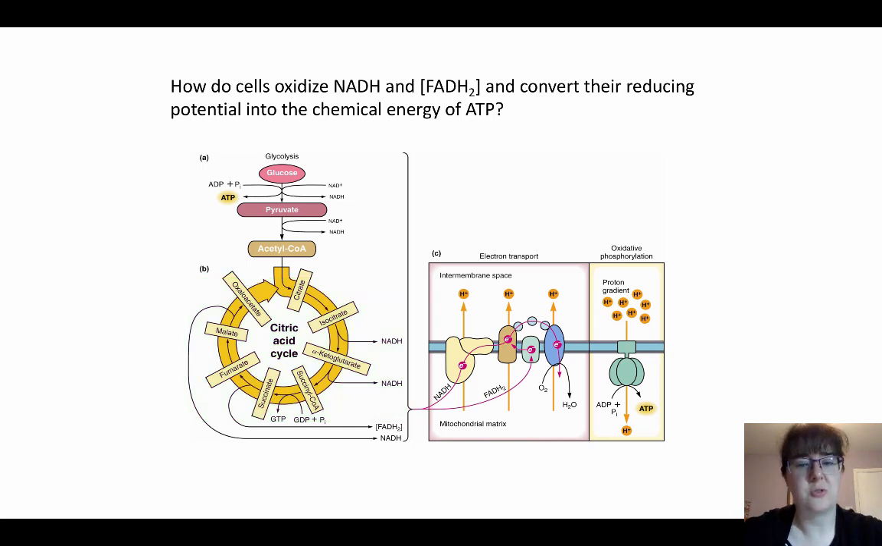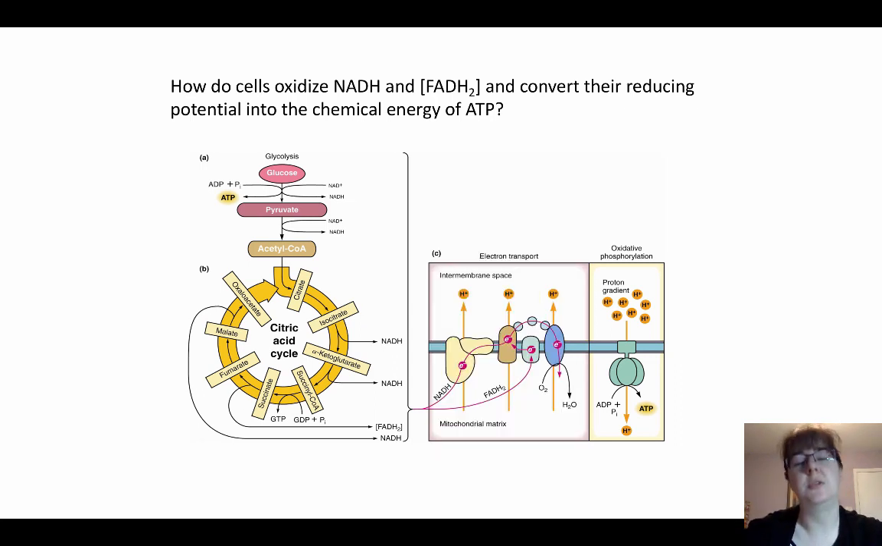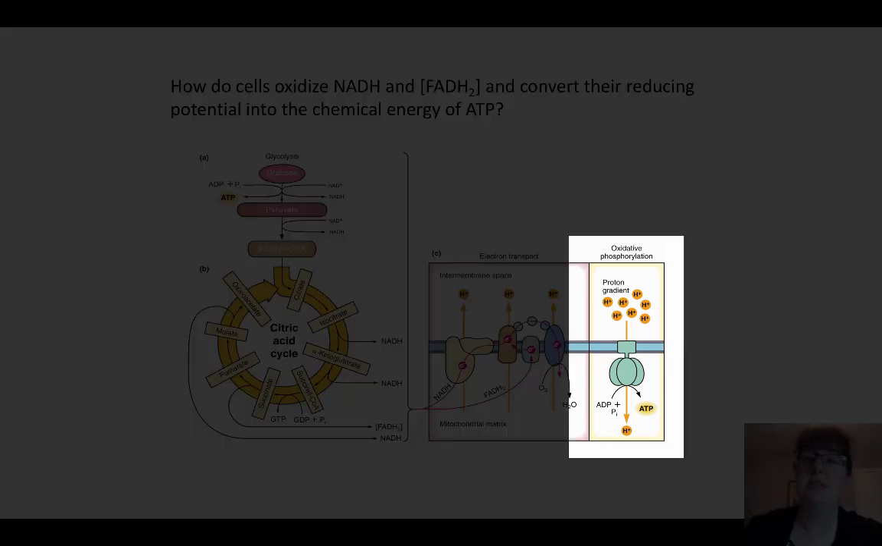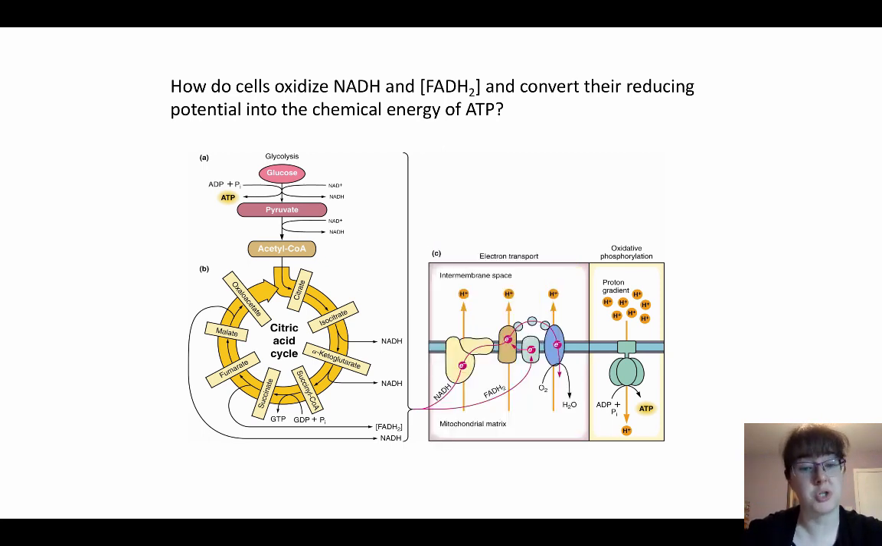Those extra electrons now are going to go into the electron transport chain, where protons will be pumped across the membrane, creating a proton gradient. Those protons will then go back through an ATP synthase with oxidative phosphorylation. So right now, we're in the electron transport portion.